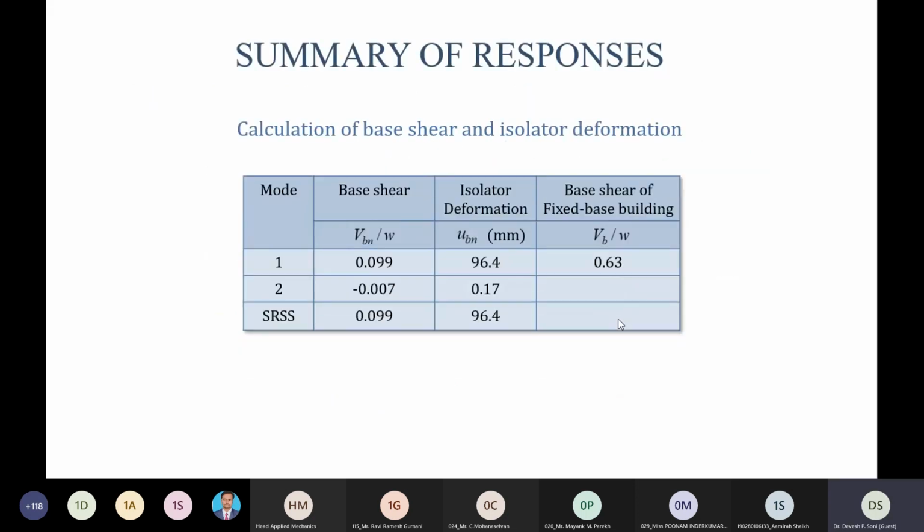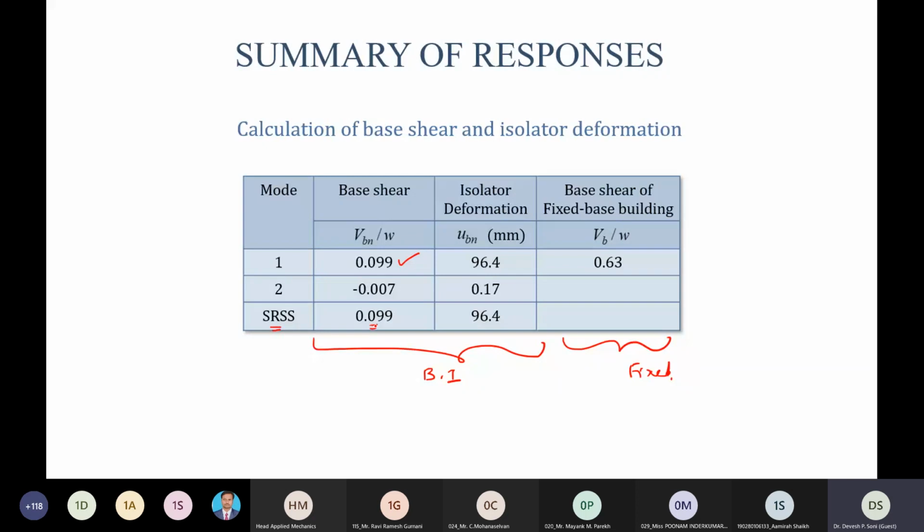So let us have a summary of the responses calculated via response spectrum analysis. The first two columns show the response of the base isolated structure, and the last column shows the response of the fixed base structure. Now the first mode base shear is coming 0.0099, and the second mode base shear is coming 0.007. And at last, the SRSS value is taken.